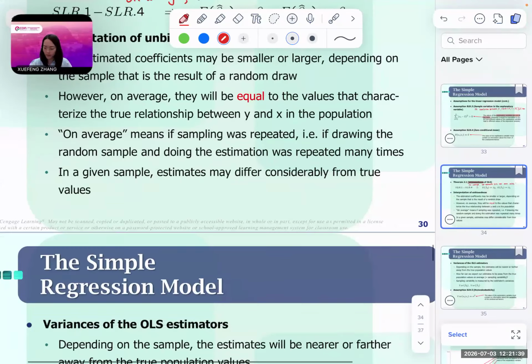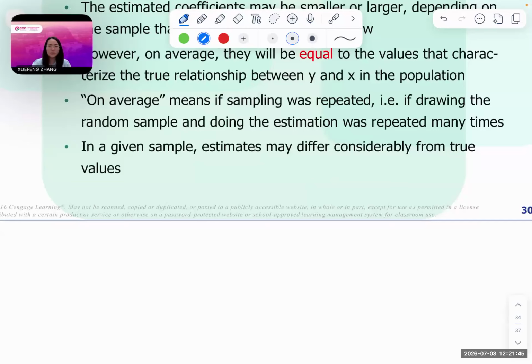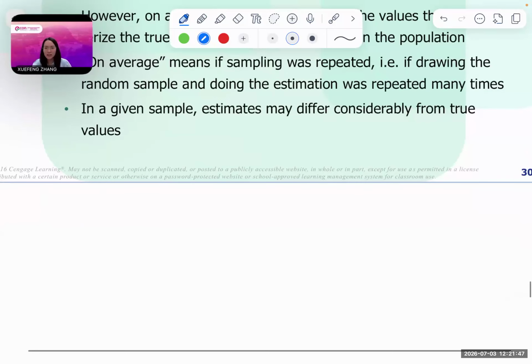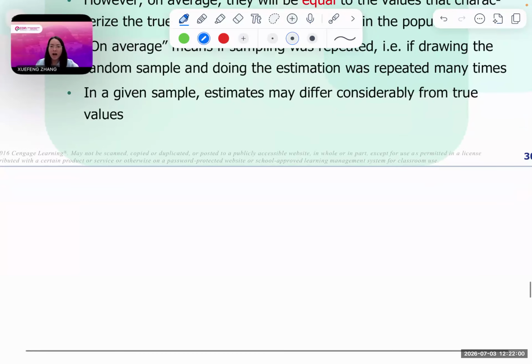Let me add the page because this is a very important theorem in econometrics. Okay, this is one of the most important theorems in econometrics. So let's understand what it's saying. Okay, so on average, our estimate hits the true value.